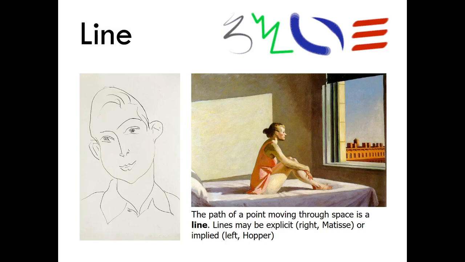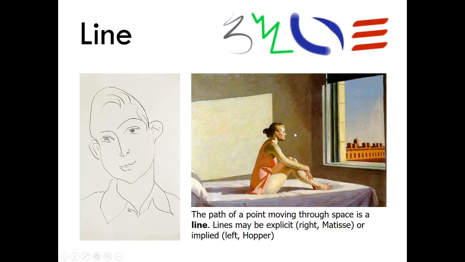So first off, line is the most fundamental. That's the one we're going to start with. Line is the path of a point moving through space. They can be explicit or implied. Explicit lines mean that they're actually there. That means you actually took a pencil or a pen or whatever and you drew a line, left it on the paper. Implied lines mean that you don't actually see a line, but your eye will follow it.